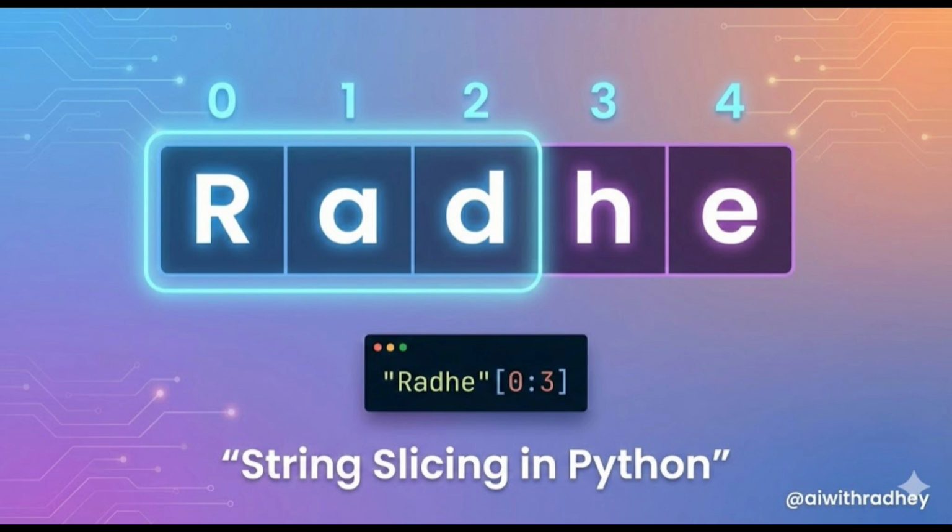Strings in Python represent text, and one of the coolest things you can do with them is slicing. Slicing lets you take only a part of the string by selecting specific index positions. Here's an example with the word radhe. Each letter has an index starting from 0. So when we write radhe[0:3], Python returns the characters from index 0 up to, but not including, index 3. That gives us the slice rad. String slicing is a simple but powerful way to extract the exact text you need.